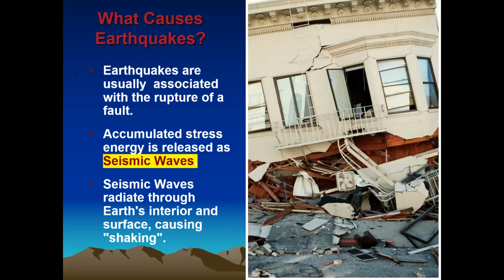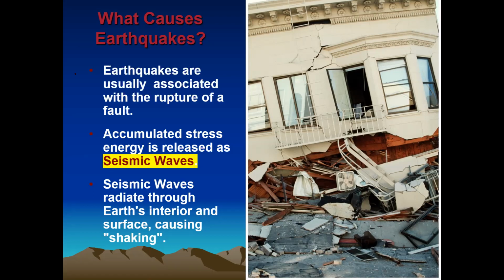So what causes an earthquake? It's usually associated with the rupture or the slip along a fault line. As these plates are trying to move past each other, or as faults are trying to move past each other, they can get stuck against each other, and these stresses will begin to build up. Once the stresses build up to the point that the rocks can't handle them anymore, they are released in the form of what we call seismic waves. These seismic waves radiate through the Earth's interior and move along the surface, and that's what causes the shakes that we feel with earthquakes.